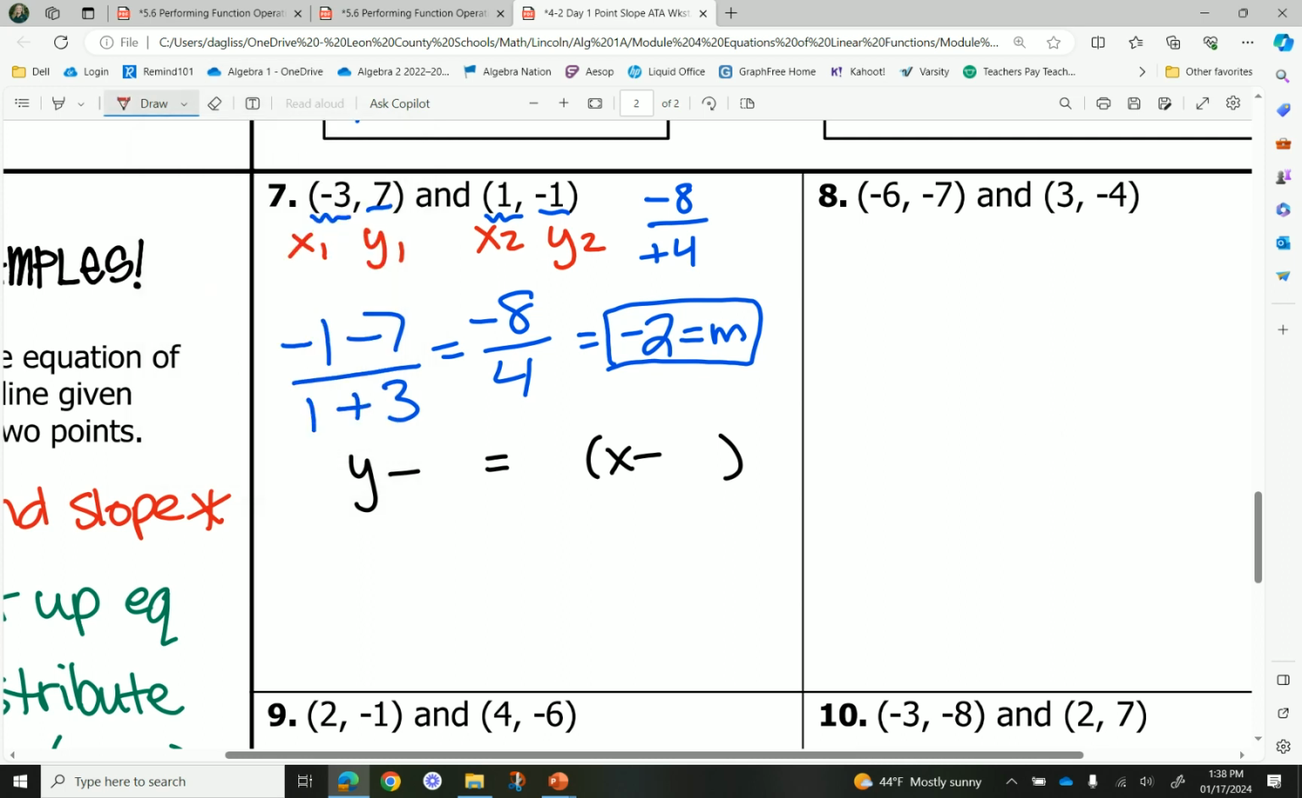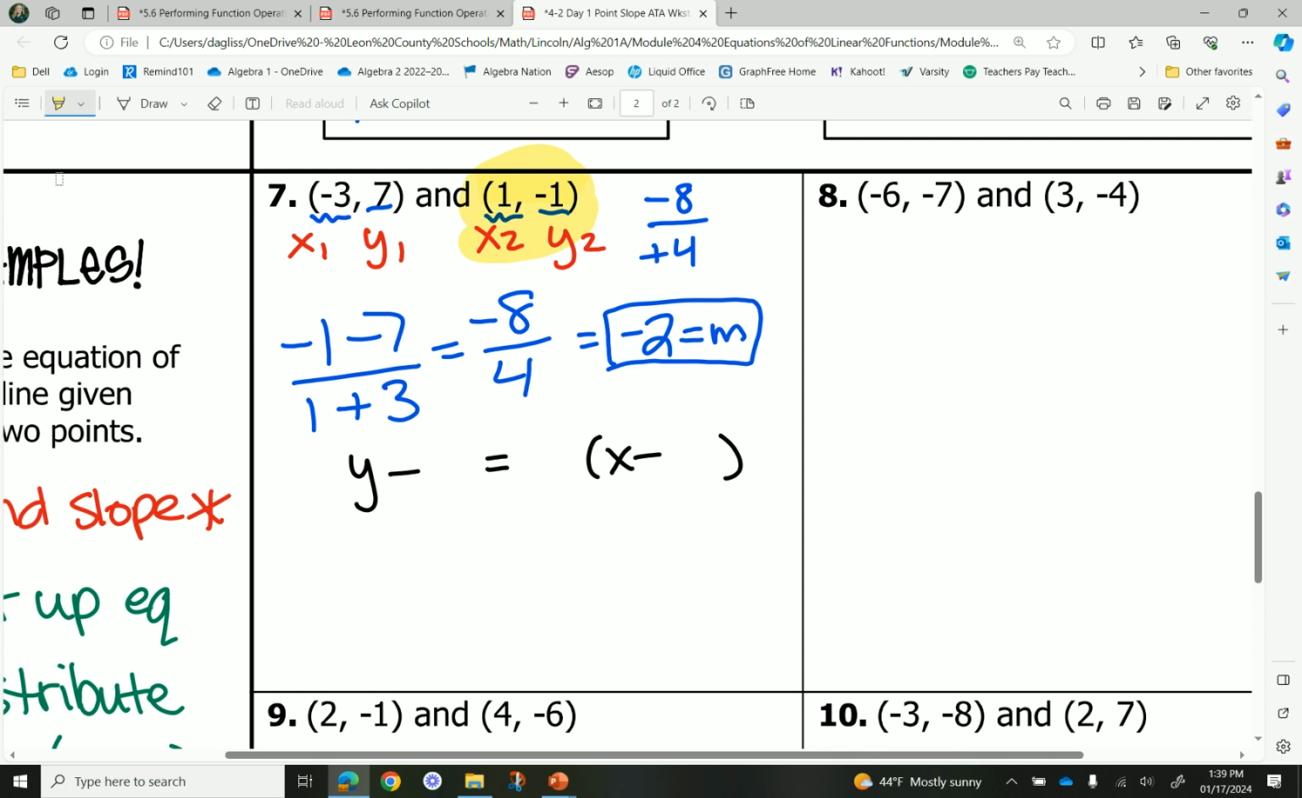Okay. Hey, we have 2 points. Do you think it matters which one we use? It does not matter which one you use. Do you want to use negative 3, 7, or do you want to use 1, negative 1? 1, negative 1. Sounds great. We're going to use 1, negative 1 for my equation.